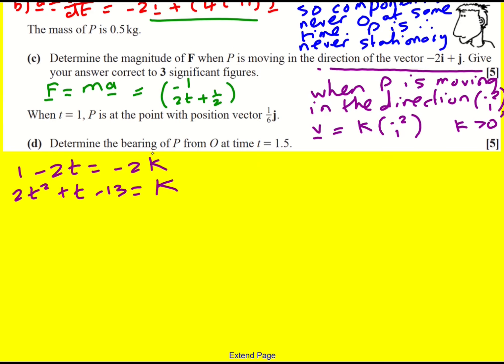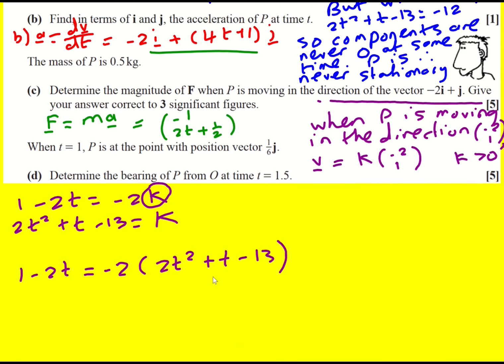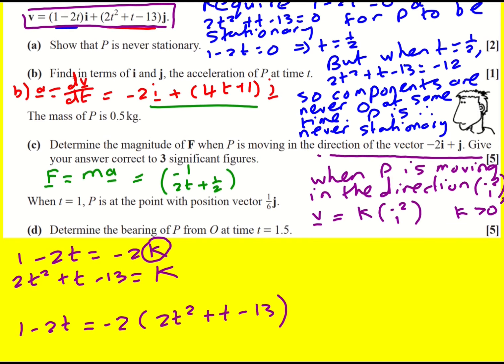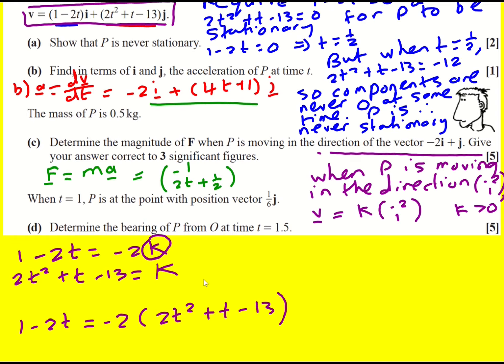And then I think the easiest thing to do is substitute in for this one. So 1 minus 2t will equal minus 2 times 2t squared plus t minus 13. Quite like you doing it using k, it sort of naturally works out. There's other ways you could do it. So you could spot that the x component of the velocity is going to be minus 2 times the y component of the velocity, which would take you straight there. But I feel like k is a nice, safe way to do it.